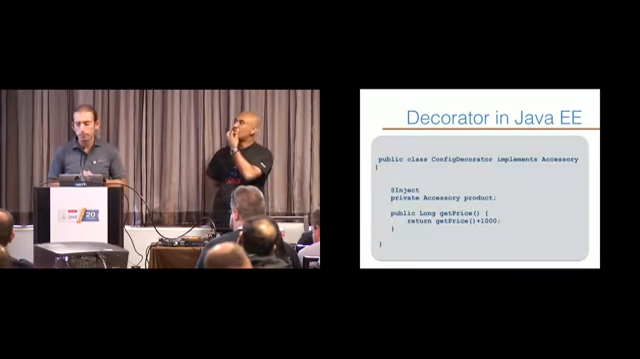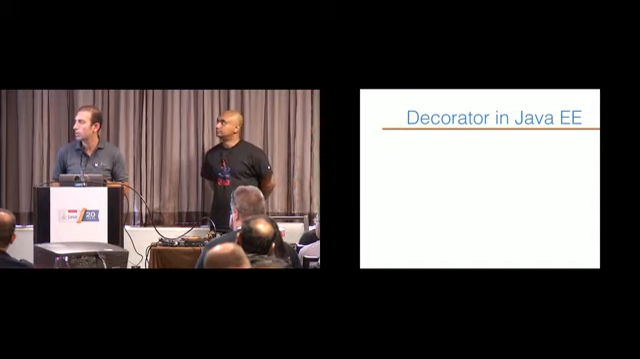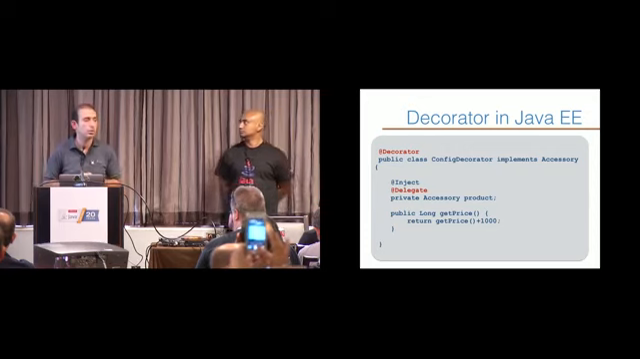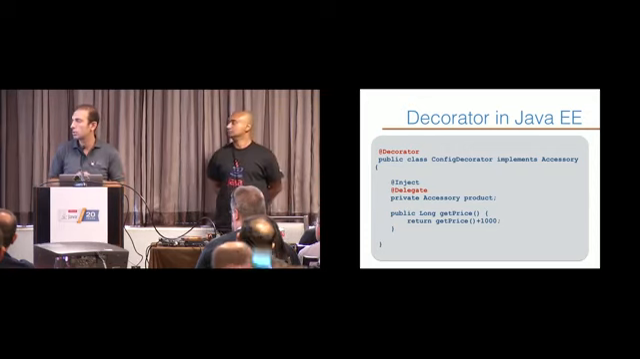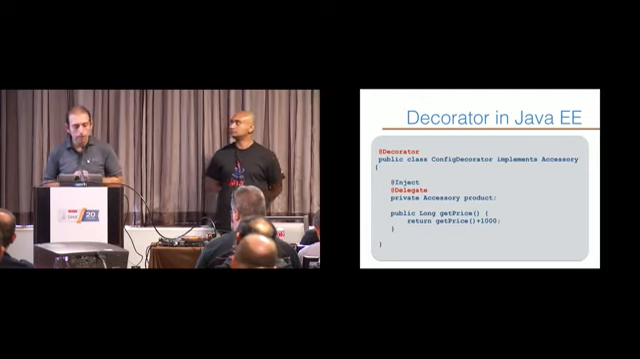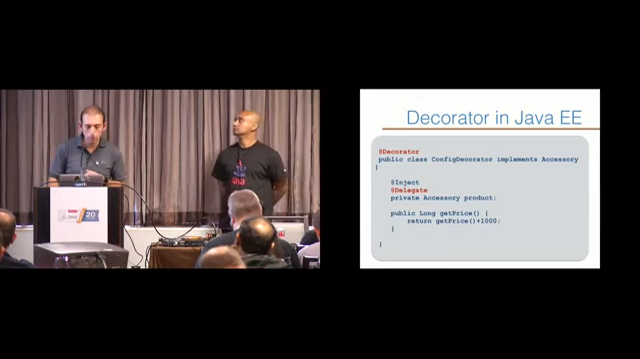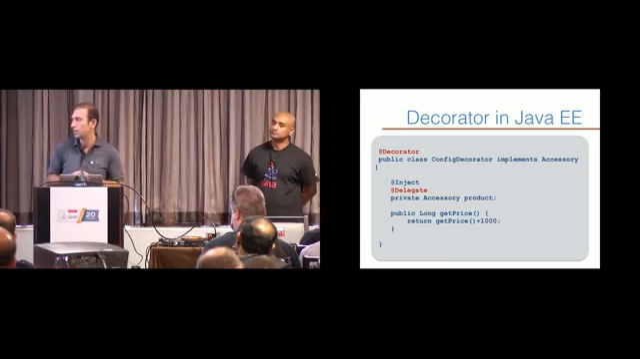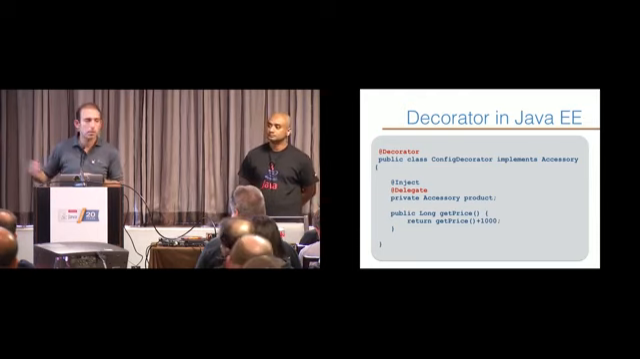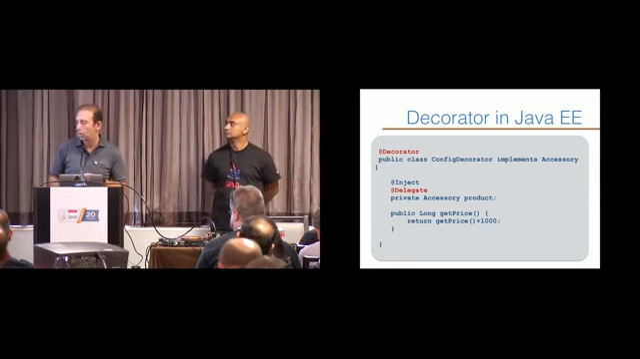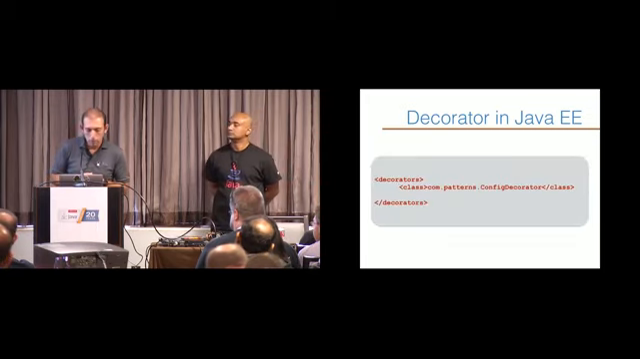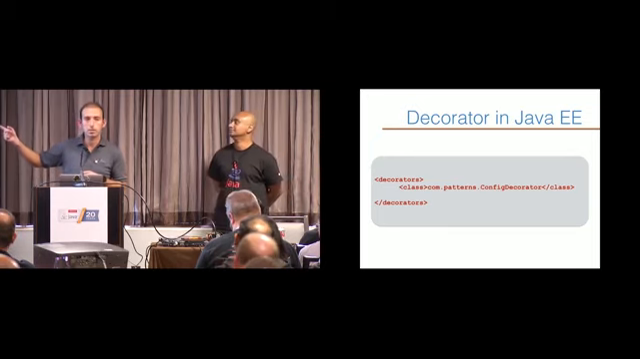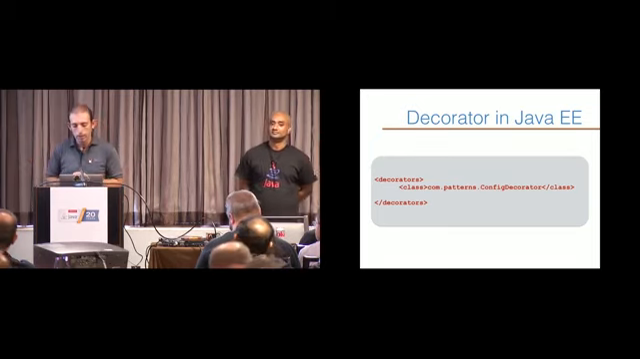However, in Java EE, it's again pretty straightforward. You just add the decorator annotation and you add the delegate object with the annotation. So this would decorate the product, actually the accessory object, and will execute the getPrice method when it's called. The way to enable the decorators is the XML declaration. So far, that's the first XML code we've shown and needed.